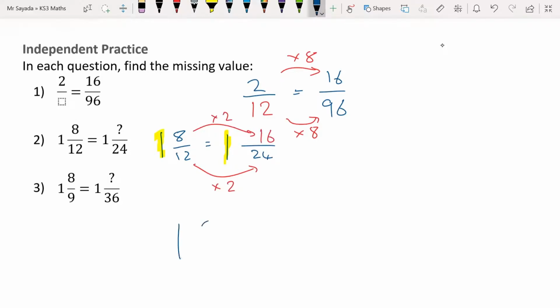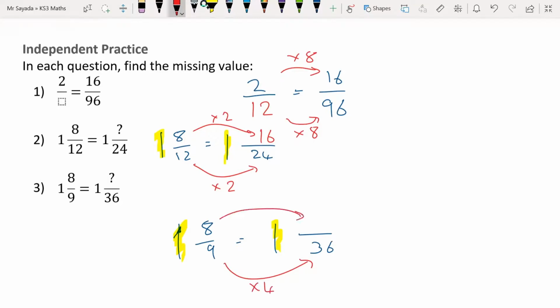And the last one, 1 and 8/9 equals 1 and something over 36. Well, the 1 in both cases is the same, so that doesn't make a difference. So we just have 8/9 and we need to find what that is over 36. So 9 times what is 36? Say your answer to the video. 9 times 4 is 36.